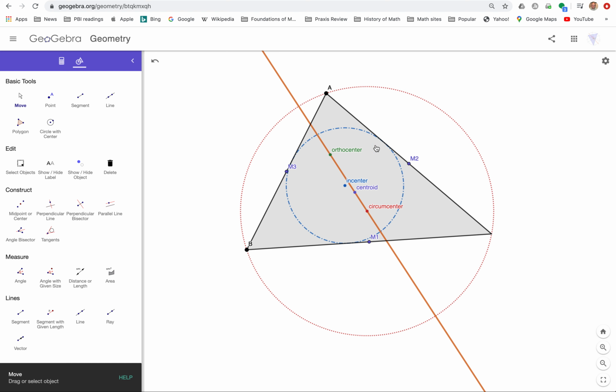All I have are the circumcircle, the incircle, the incenter, centroid, orthocenter, circumcenter, the midpoints of the sides. And then the Euler line right here, which when you are doing your GeoGebra assignment, you'll see that this orthocenter, centroid, and circumcenter are all on that Euler line.